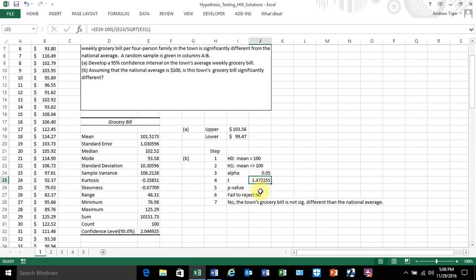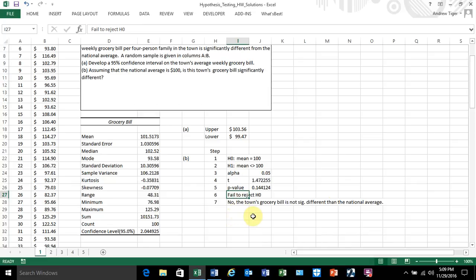To get this, I can calculate a p-value by taking the T.DIST.2T. I'm going to use the two-tail because it's a two-tailed test, since my alternative hypothesis is not equal to. I put in my t-value, and my degrees of freedom are the count minus 1. And I get a p-value of 0.14, which is greater than 0.05, so fail to reject the null hypothesis.